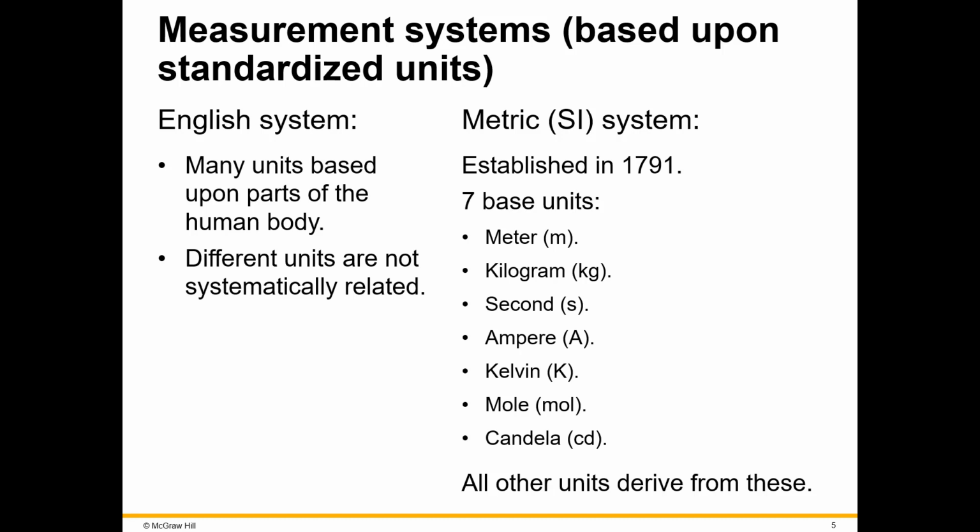The metric system was established in the late 1700s in France, and it has 7 basic units. These 7 basic units are from the 7 fundamental properties, the first one being length, which is the meter, mass is the kilogram, time is the second, electric current would be the ampere, temperature would be Kelvin, the amount of a substance would be a mole, and the luminous intensity would be candela.